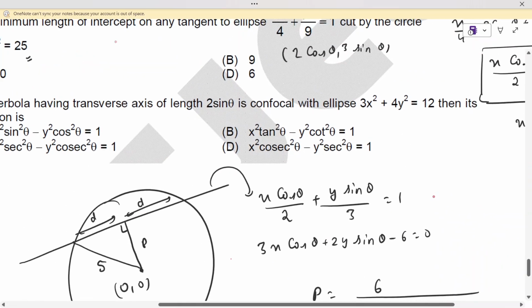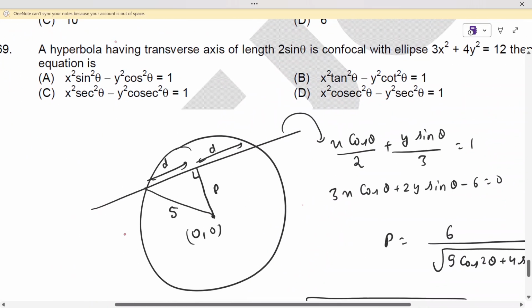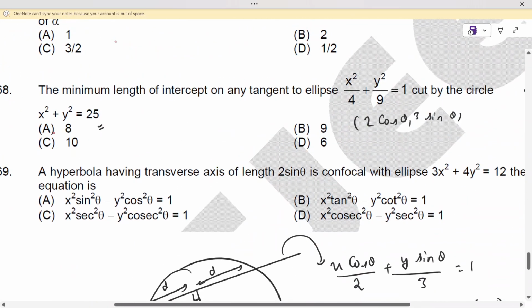Take a second. I have to calculate the minimum length, so that should be minimized, so p should be maximized. What is the maximum value of p? When cos square theta is 0, it is maximum. So now p square is minimum, so d is 4 and the length is 2d, the length of the chord. That is 8, right? Fine.